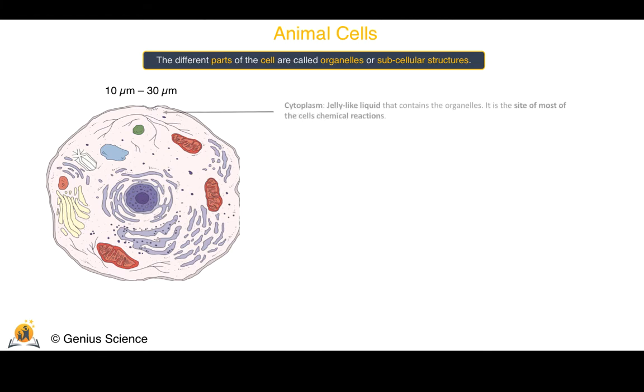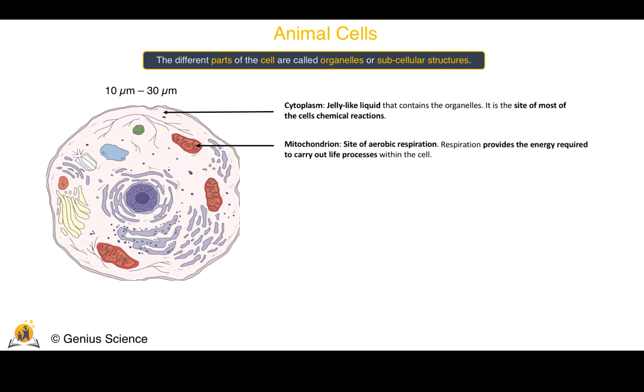First of all, we have the cytoplasm, which is a jelly-like liquid that contains the organelles. It is the site of most of the cell's chemical reactions. And here we have the mitochondrion, which is the site of aerobic respiration. Respiration provides the energy required to carry out life processes within the cell. These tiny structures are ribosomes, the site of protein synthesis in the cell.